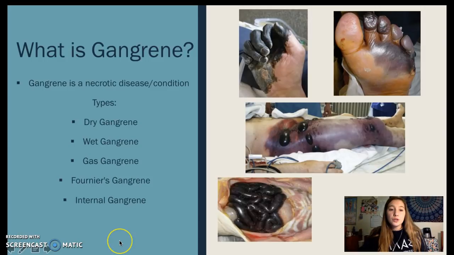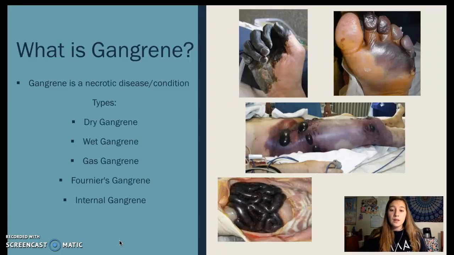Alright, so just want to start with what gangrene is. Overall, it's just a necrotic disease or condition caused by bacterial infection. There's a couple different types. Dry gangrene is this top left one, characterized by that dry, scaly looking appearance that happens on the top layer of the skin. Wet gangrene, kind of the opposite. It's where fluid forms at the very surface layers under the epidermis, like the dermis area. Not very deep, but still really detrimental.